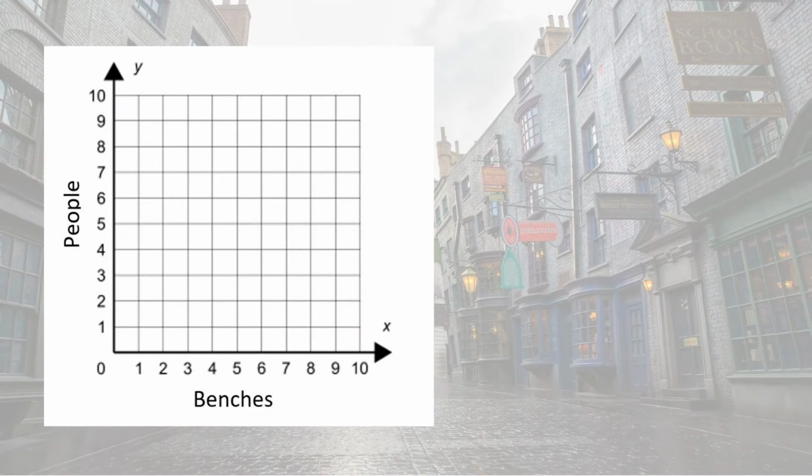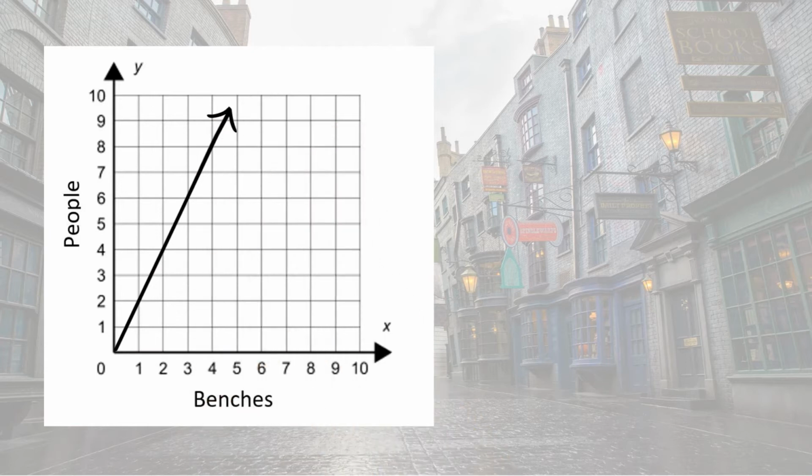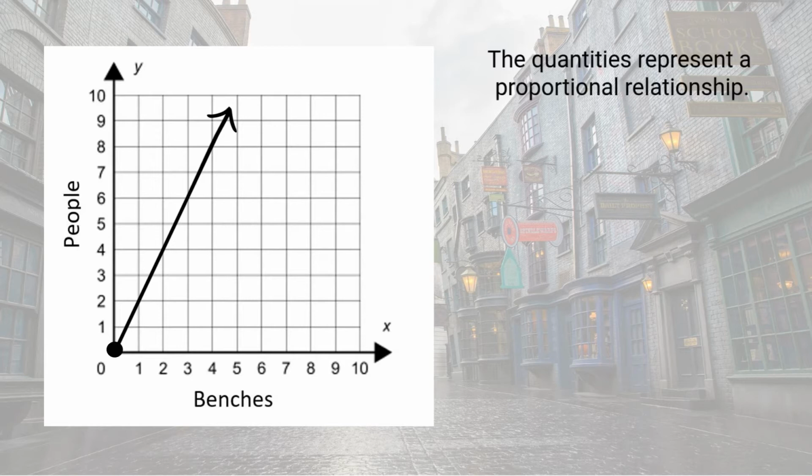Hedwig made another graph to represent the number of people on the benches. A quick way to determine if a graph represents a proportional relationship is if it goes through the origin and creates a straight line. Hedwig has determined that this graph is a proportional relationship.